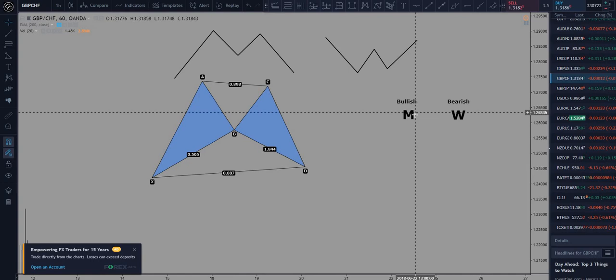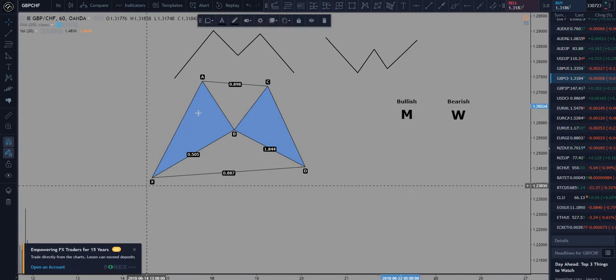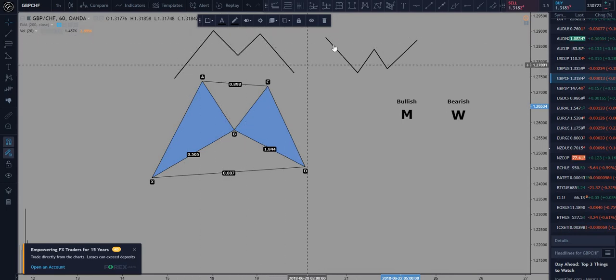A good way of visualizing it is that the bullish patterns have an M-type structure, sort of like this. This is a bullish structure, and the bearish structures have a W-type pattern. So here's a bullish bat here, and this is a bearish bat here, MW. So the D point, since this is a bullish pattern, we're going to be buying at the D point.